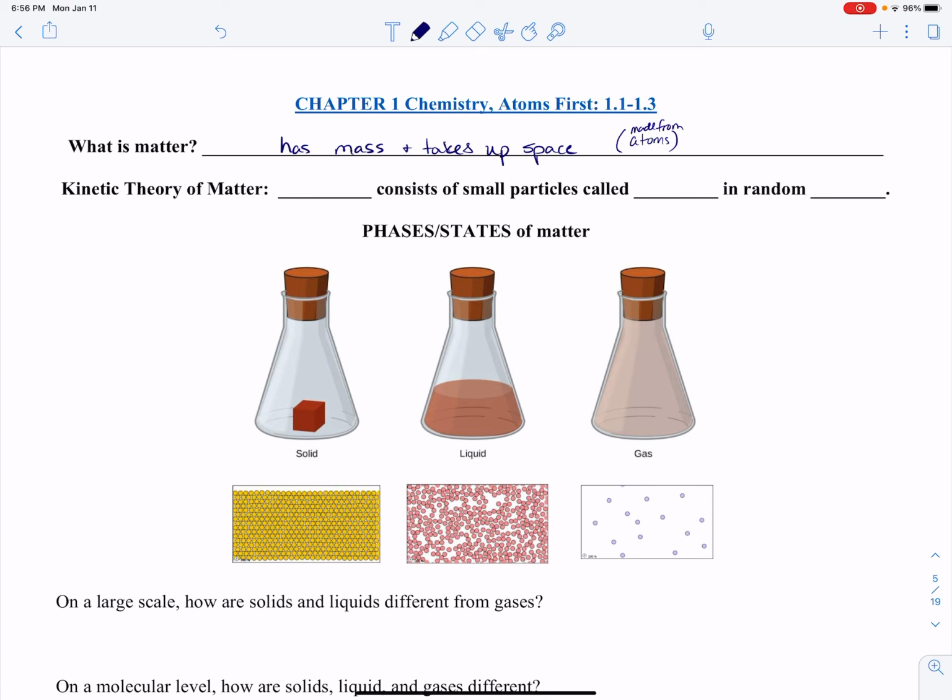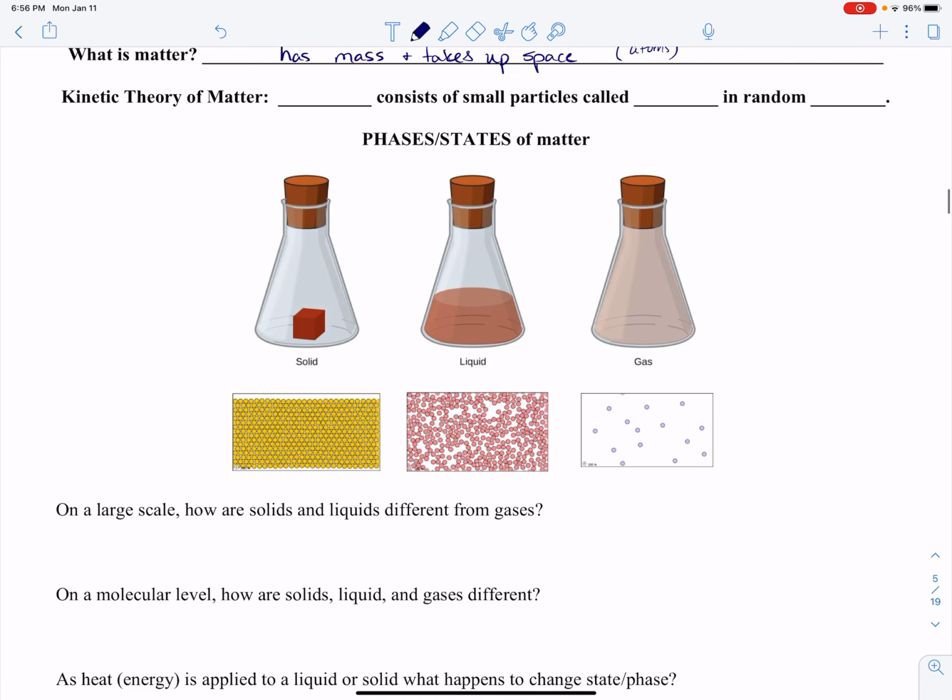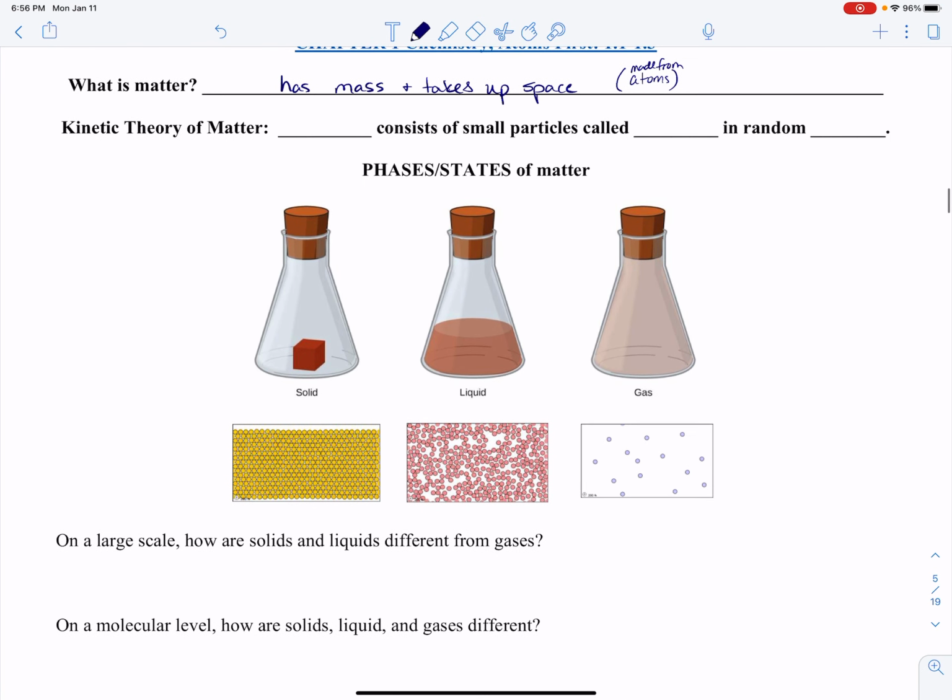Several of these pictures come from OpenStax, but if you click on this link, of course, it will take you to the section of OpenStax that we're working with. So the kinetic theory of matter explains the difference between the states and the phases of matter. The kinetic theory says that matter, everything that has mass and takes up space, consists of small particles called atoms in random motion.